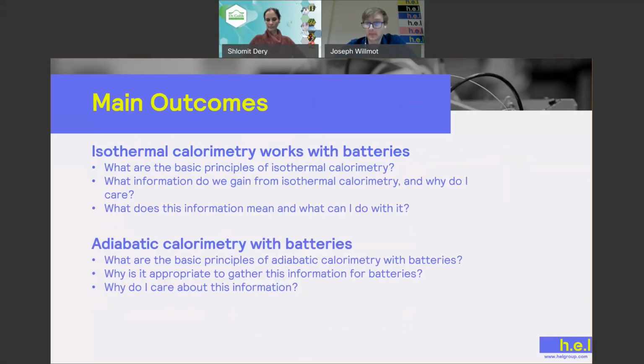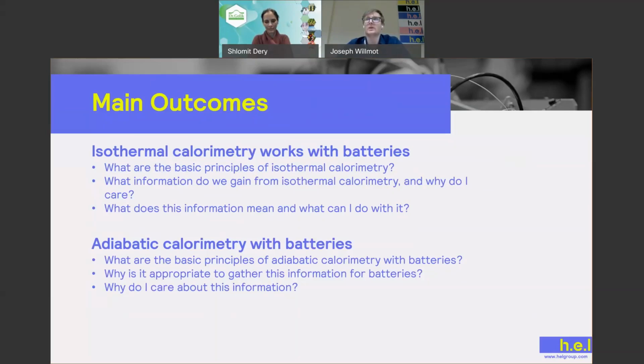So in summary, the main outcomes from today, we wanted to see what performance testing was, what isothermal calorimetry was. We understand what the basic principles are, that we want to actually mitigate the heat losses by holding the sample isothermally to be able to measure the thermal duty under normal operation. What information do we gain from isothermal calorimetry?